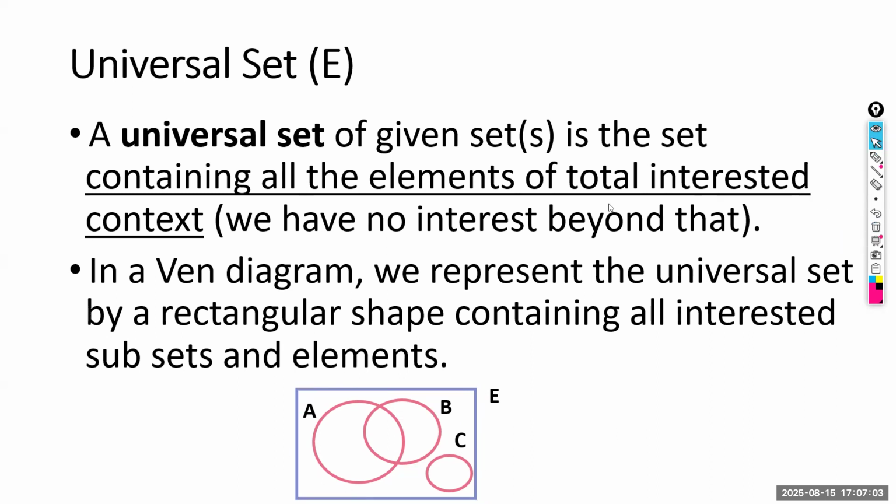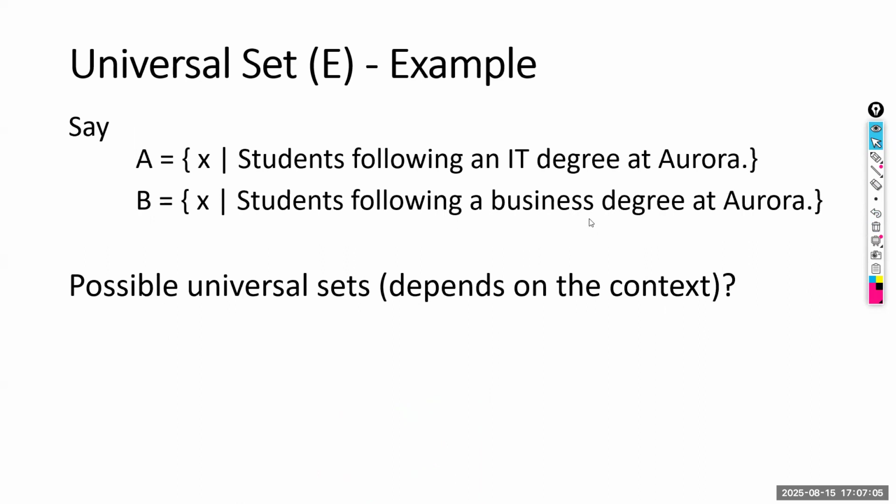Second concept. Universal set is something you can decide. We just agree. Say we have different sets: A-level students at Aurora, FIT students at Aurora, BIT students at Aurora. Then someone will ask, what is your universal set?